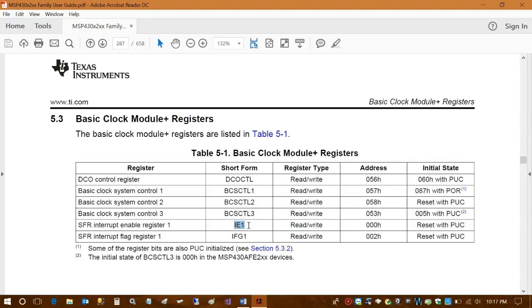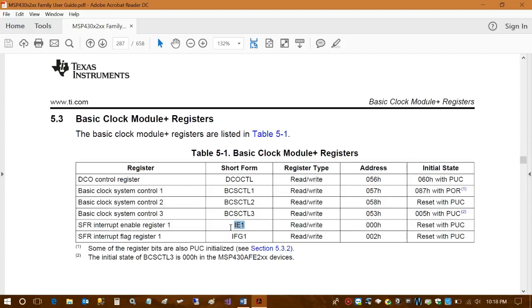This IE1 has several bits. Each and every bit is responsible for each and every action from various parts of the chip. So don't bother about the spaces which you don't see. Just concentrate on the interrupt that I am going to discuss. As I told you in my last class, there is one interrupt that comes from the clock failure, and that is the OFIFG flag associated with it, which takes the chip to the NMI, that is non-maskable interrupt.